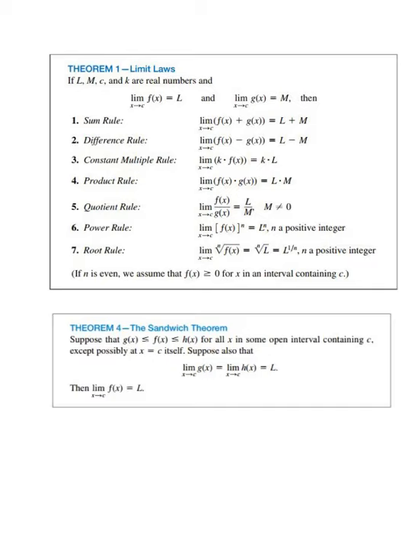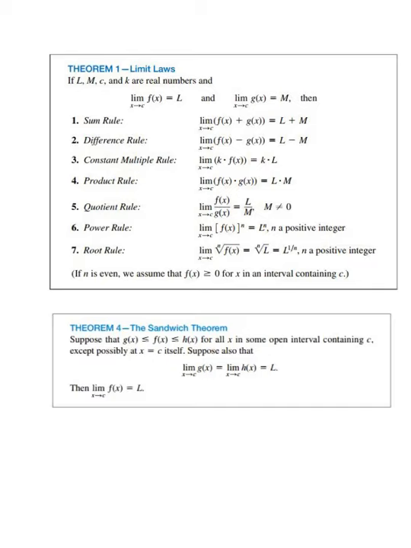The first one says if you have a function next to a limit symbol, so you have the limit as x approaches c of two functions being added, f of x plus g of x, you can always take the limit of each one individually, limit of f of x, limit of g of x, and then add the two of them together.